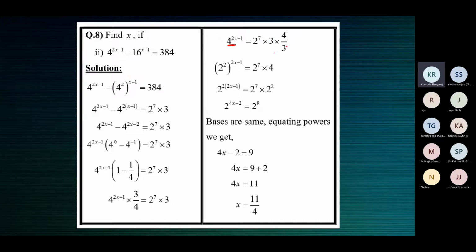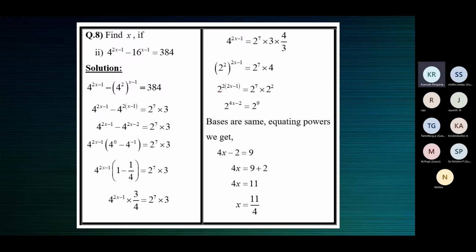After cancelling these two, we have base 4 here. We have 2 here and we have 4 here. So we write everything in base 2. 4 is written as 2 square. So this 4 is 2 square to the power 2x minus 1, equal to 2 to the power 7. Here itself you can write 2 square if you want. So we are writing everything in base 2.